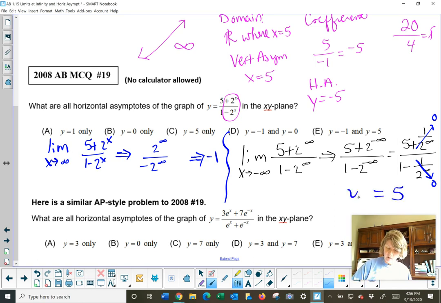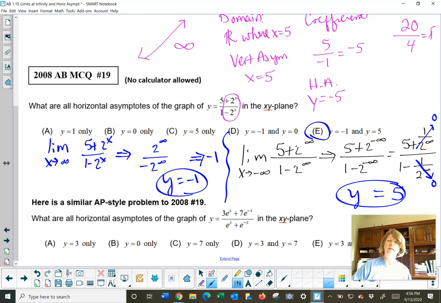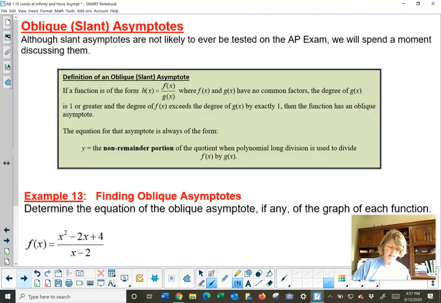So we have y equals 5 and y equals -1 for our asymptotes, looks like we have E on that one. Okay? And the last one, it says it is similar AP. We do see these over and over in the AP. The last one has an answer of D. I'm going to let you work that one out and see if you can figure out why that happens.